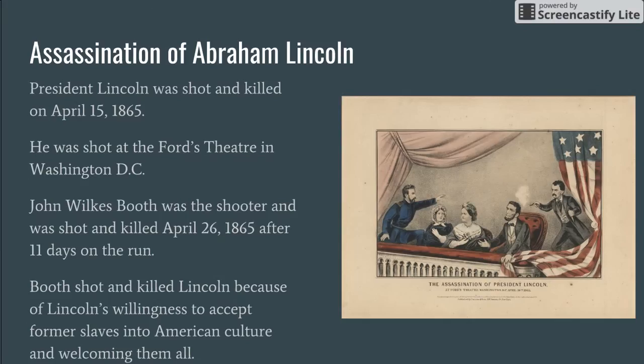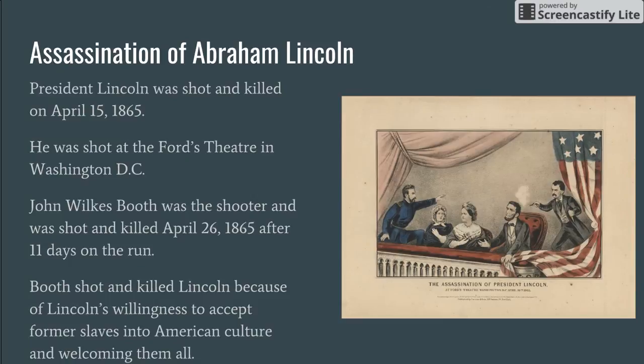Last slide here, the assassination of Abraham Lincoln. Lincoln was shot and killed April 15th, 1865, within a week of the end of the Civil War. He was shot at Ford's Theater, in Washington, D.C., not far from the White House, by John Wilkes Booth. In the picture on the right, John Wilkes Booth is on the right-hand side with the mustache, with the little puff coming out of the end of the gun.